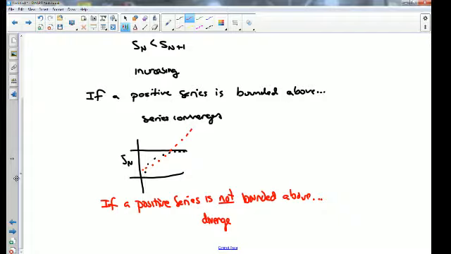Not one of your tests, so just log it away as what is a positive series. And here is the integral test.